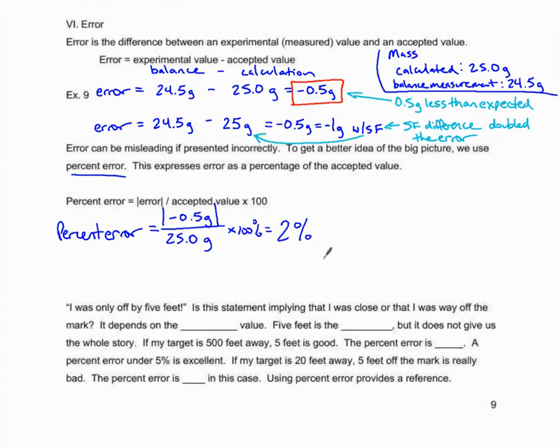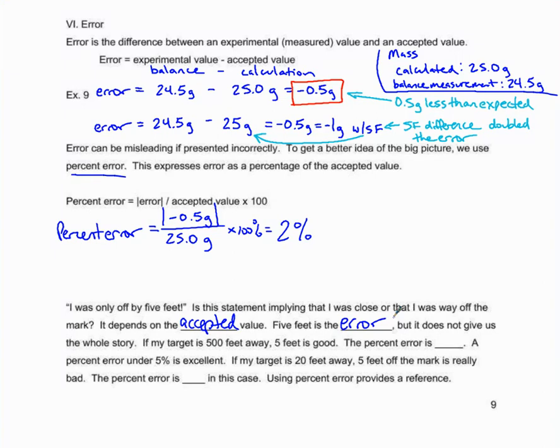Here's a statement. I was only off by 5 feet. Is this statement implying that I was close? Or was it implying that I was way off the mark? Hard to tell. It's going to depend on the accepted value. 5 feet is the error. No question there. But it doesn't give us the whole story.